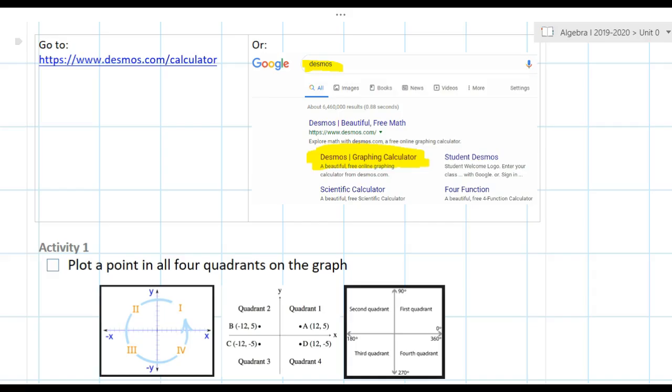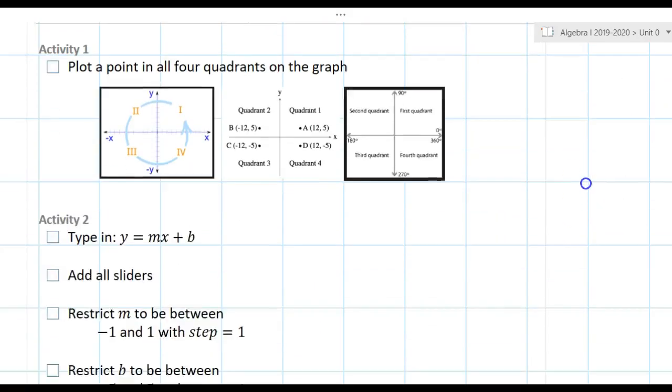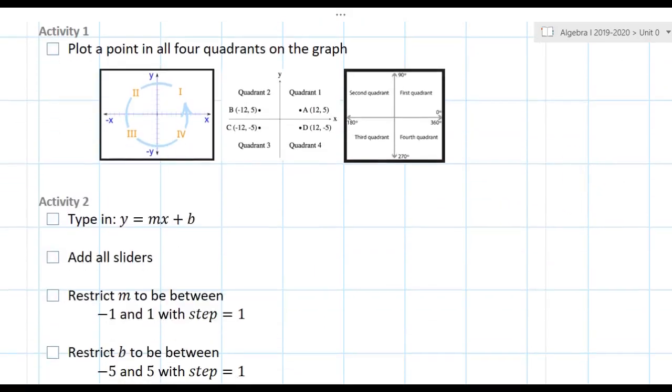The first activity is to plot a point in all 4 quadrants on the graph. Quadrant 1 is when x and y are both positive. When x is negative but y is positive, that is quadrant 2. Quadrant 3, both x and y are negative. And quadrant 4, x is positive, y is negative. Here is an example of a point in all 4 quadrants.